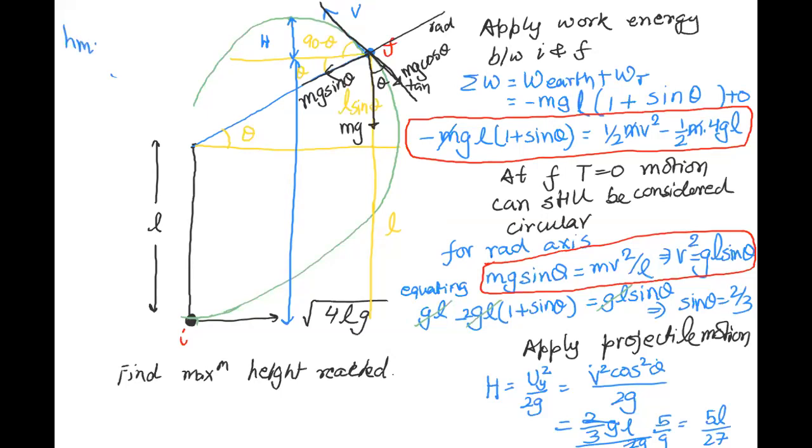So H max is equal to 5L/27 plus L plus 2/3, which is equal to, शिवेन ने निकाला था, 50L/27. यहाँ पे कहीं कंफ्यूजन नहीं होना चाहिए किसी को.